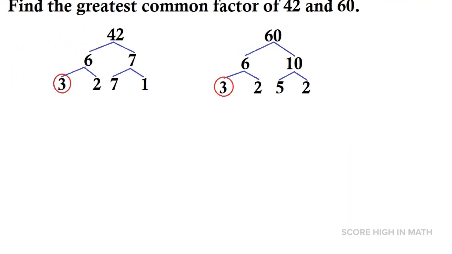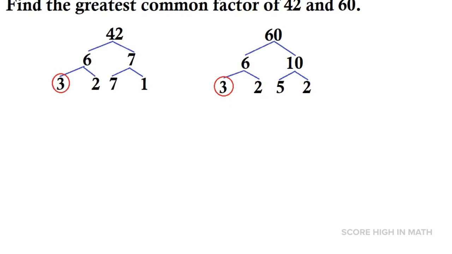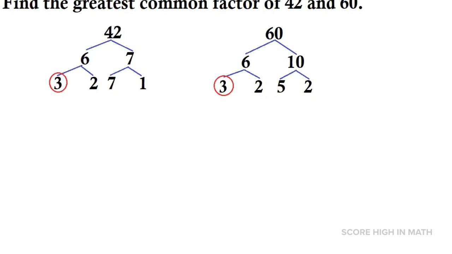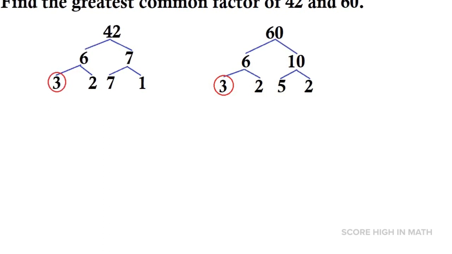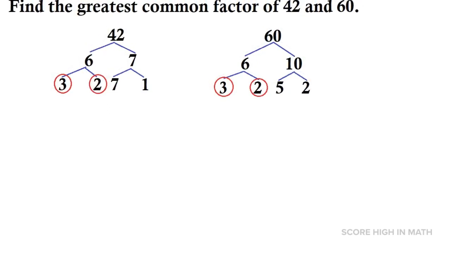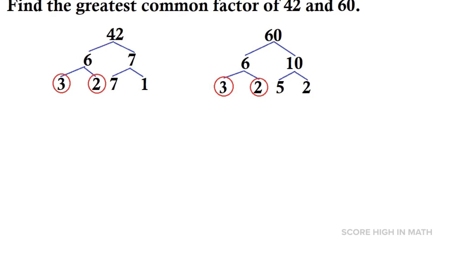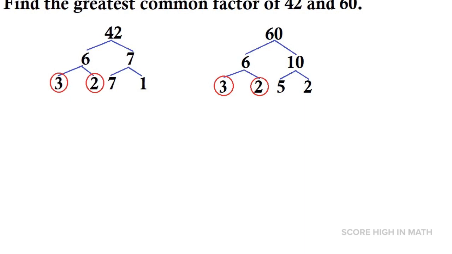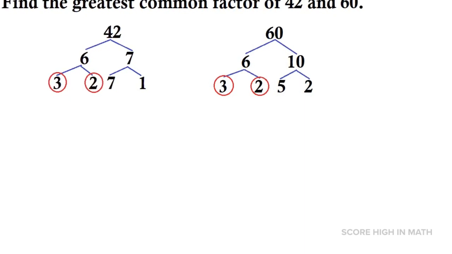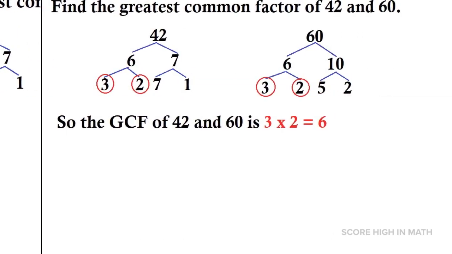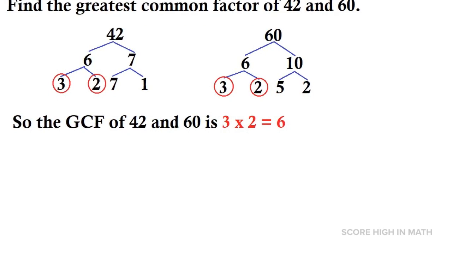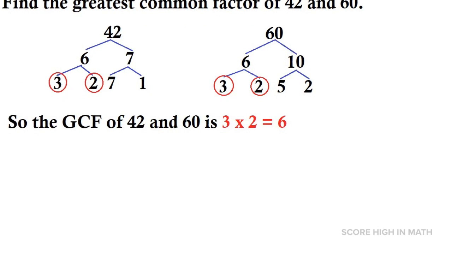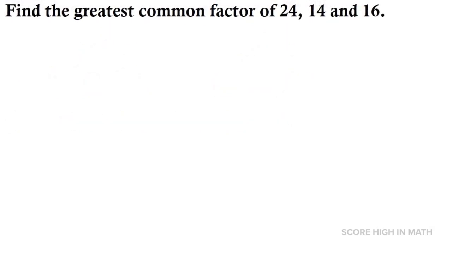We are going to find out the common numbers or factors from 42 and 60. And we can find out that 3 is common to the two numbers. 2 is also common. And nothing else. The remaining prime factors are not common anymore to both numbers. So, the GCF of 42 and 60 is 3 times 2, which is 6.